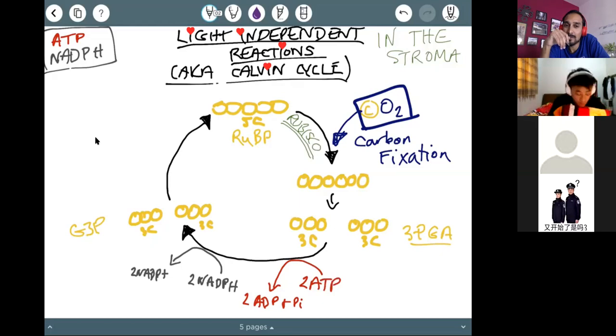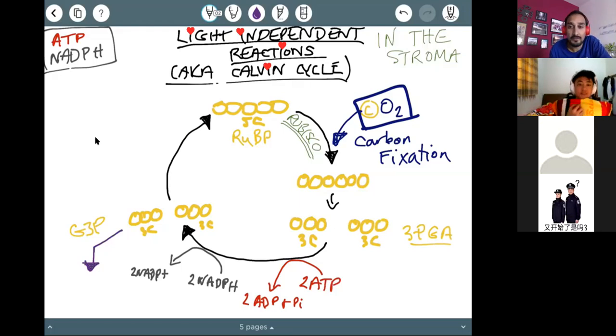So somewhere in this cycle, we have to get glucose. And glucose can't get stuck in the cycle, because then you would never have glucose and it would keep breaking apart and being reformed. So we're actually going to have some of this G3P product leave the cycle. It's going to be taken out.